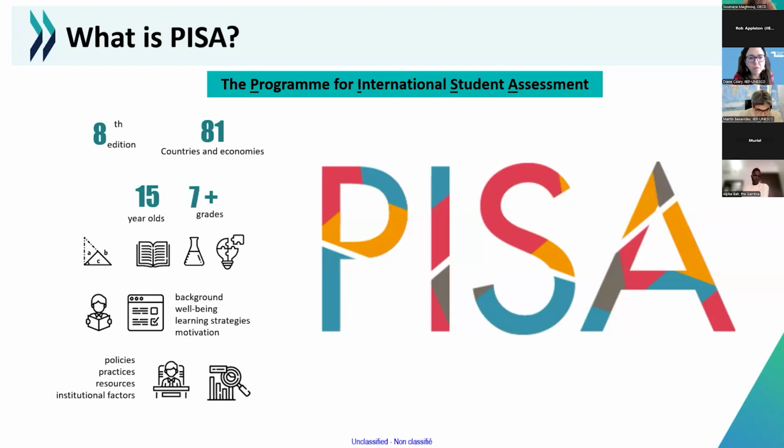All this information from the questionnaires and the tests are triangulated through an analysis to get a sense of what is the state of education in the countries that are participating. PISA is today one of the biggest large-scale assessments in the world, with 81 countries that participated in the latest edition, which was published in December, and the different volumes are still being released.